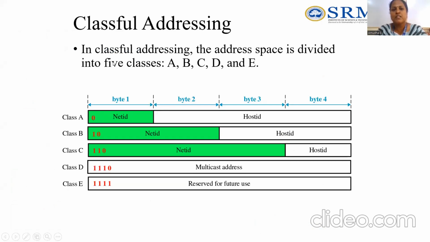In binary form, the class A address has the leading binary digit 0. In class B, it is 10. In class C, it is 110. Class D starts with 1110. In class E, it is 1111. So based on this leading binary value, we can identify which class the IP address belongs to. Most probably, the class D address is used for multicast purposes, and class E is reserved for future use.